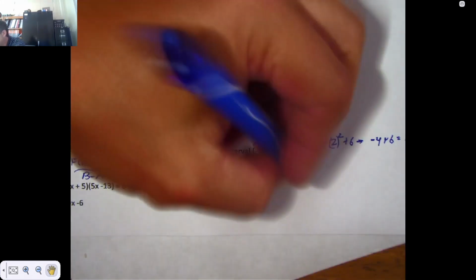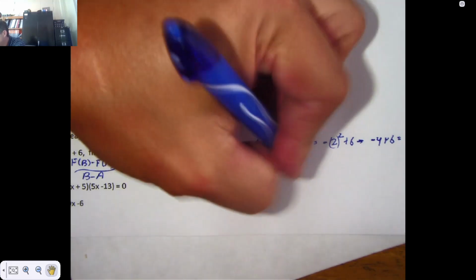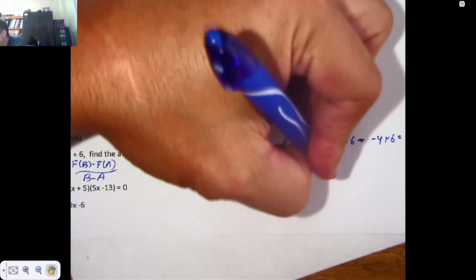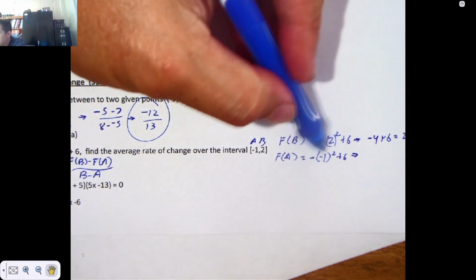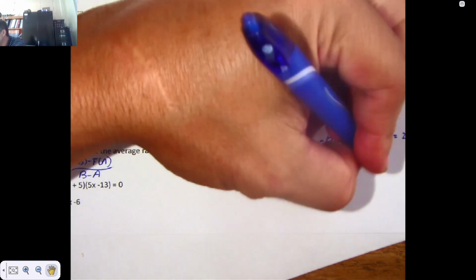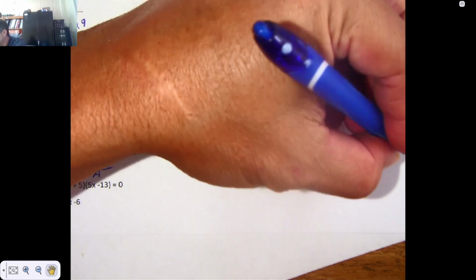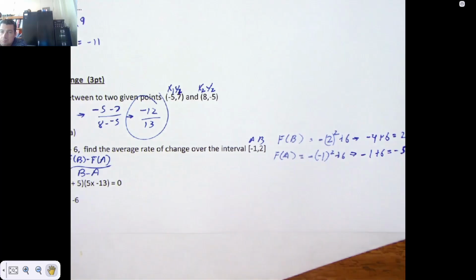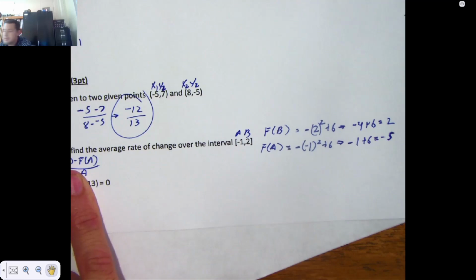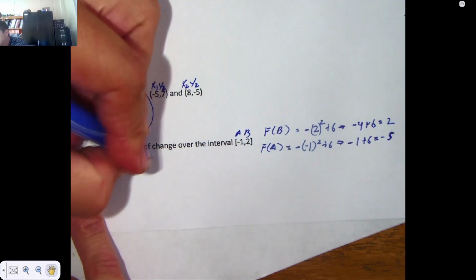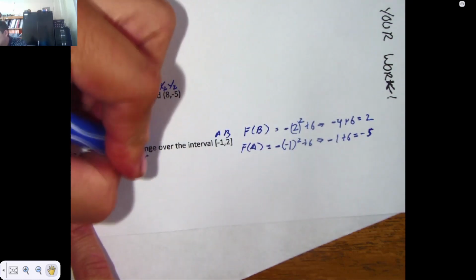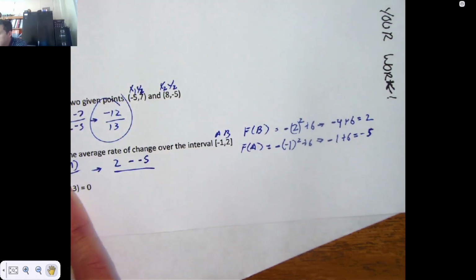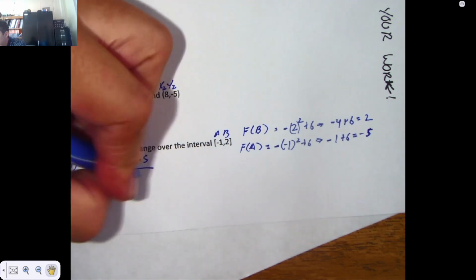F of a happens when you plug in a negative 1. There's a negative, and then I square the negative 1. When you square a negative 1, you get positive 1, but that negative symbol makes it negative, and you get negative 1 plus 6, which is 5. And now you're ready to plug into the formula. F of b, according to my work, is 2. Minus, because there's a minus. F of a, according to my work, is 5. And then we have b minus a, which is 2 minus a negative 1.